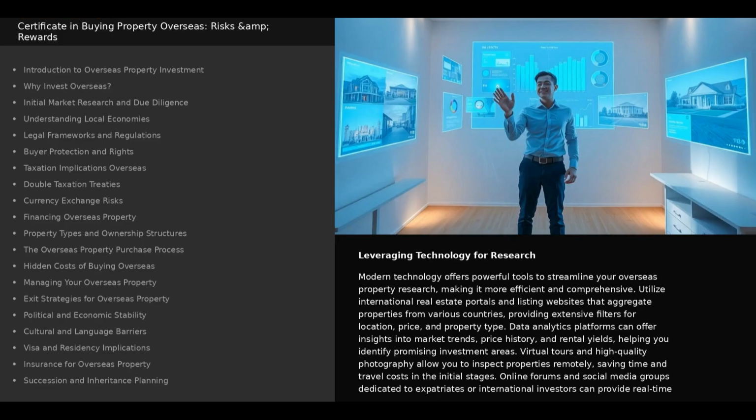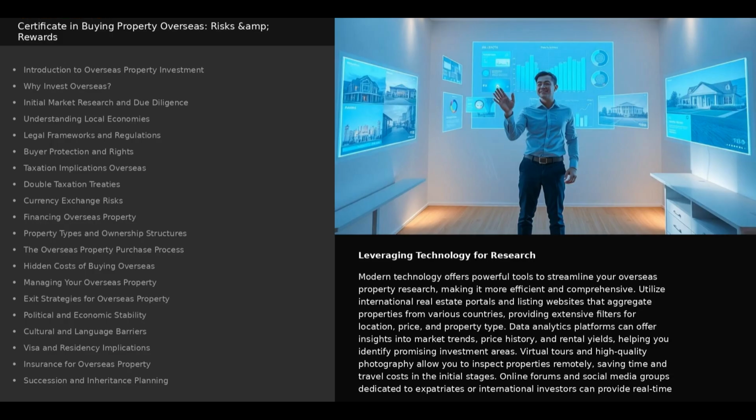Leveraging technology for research. Modern technology offers powerful tools to streamline your overseas property research, making it more efficient and comprehensive. Utilize international real estate portals and listing websites that aggregate properties from various countries, providing extensive filters for location, price, and property type. Data analytics platforms can offer insights into market trends, price history, and rental yields, helping you identify promising investment areas.